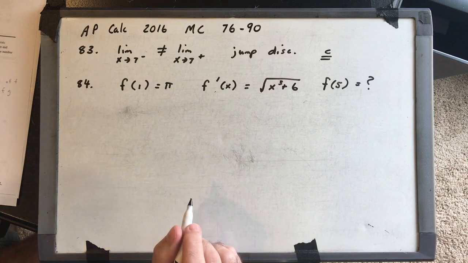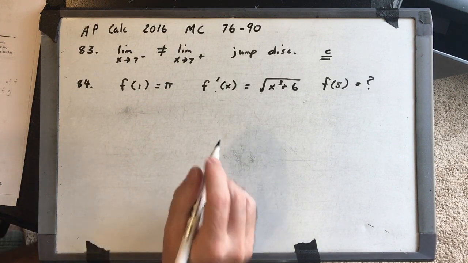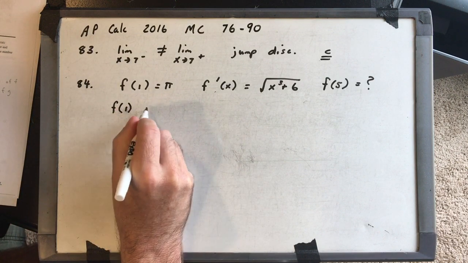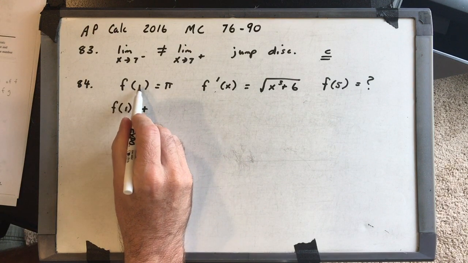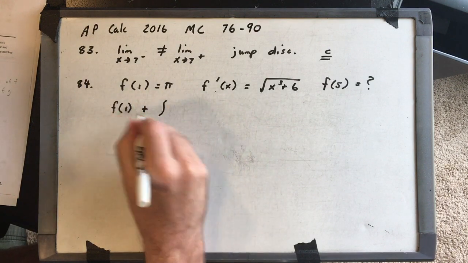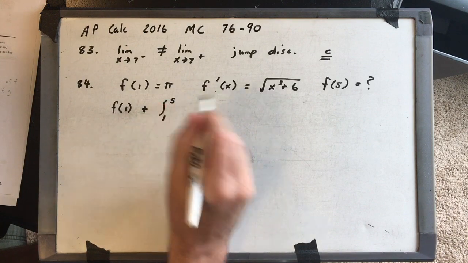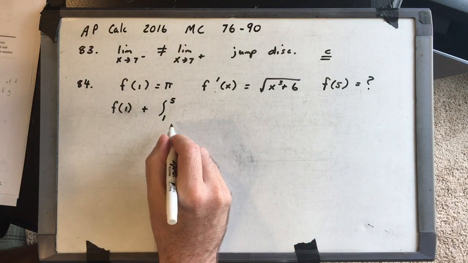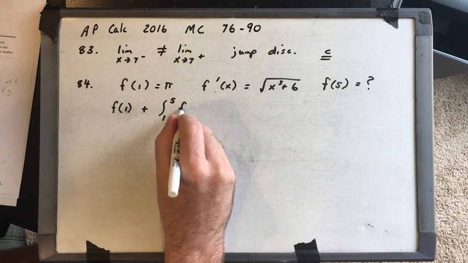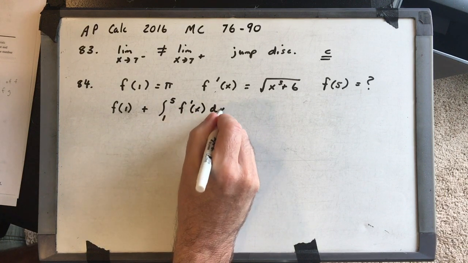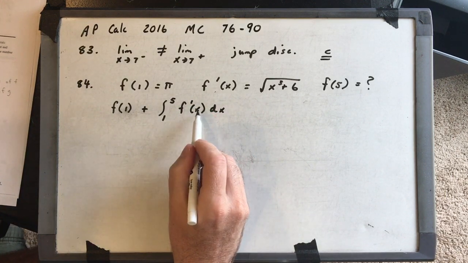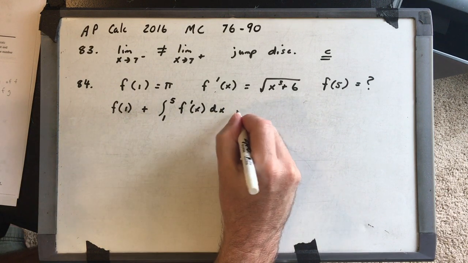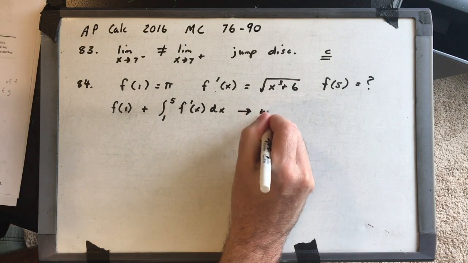This is the fundamental theorem of calculus. Okay, we've worked a few of these, all right, but it's going to be f of 1 plus, so you start here at 1, and then you integrate from that starting point 1 to where you're trying to get to, 5. Okay, from the starting point 1 to 5 of f prime of x dx. That'll give you the area under the curve. You add all that up and then add it to f of 1. So you're going to use your calculator to get this.